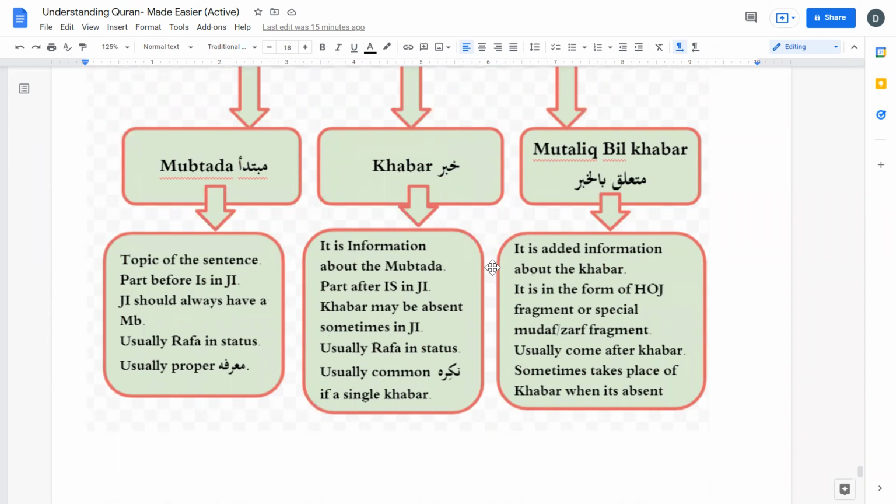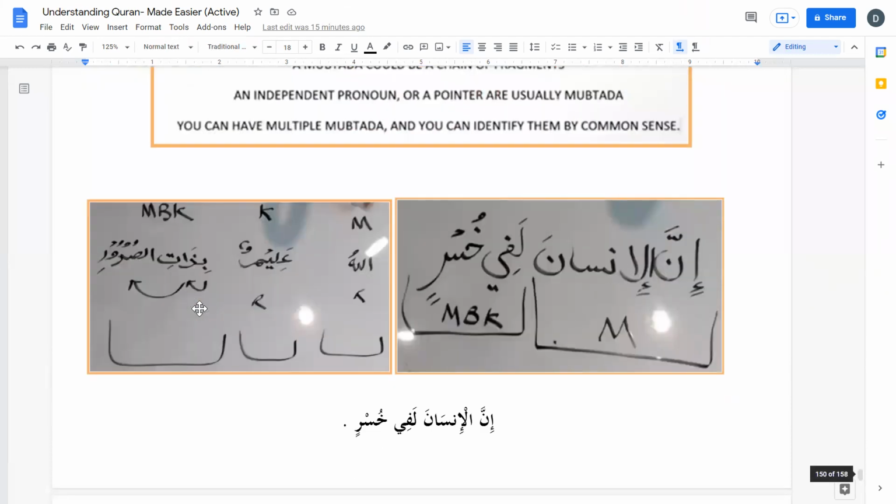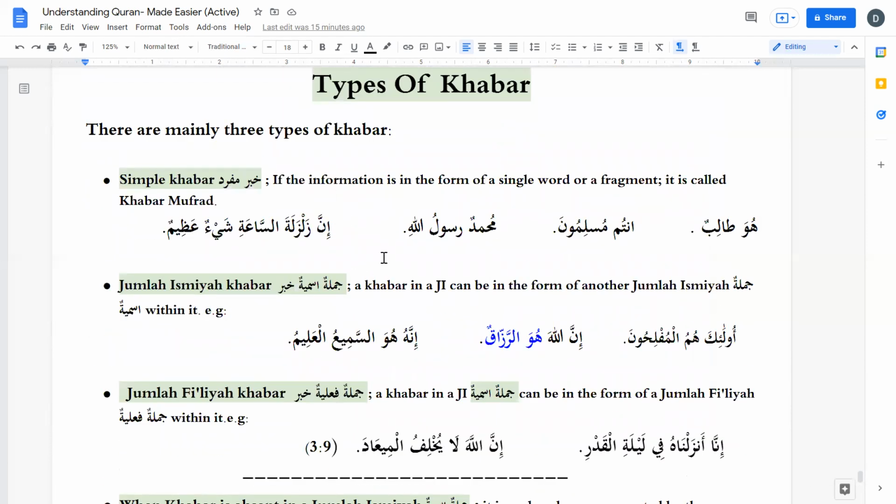And you also learned important points about Mubtada, Khabar, and Muta'alliq bil Khabar. And I think in the second or third part, we also learned about the types of Khabar. And we know that there are three types of Khabar. A simple Khabar, Khabar Mufrad, in which either a single word like Talibun or Muslimuna is coming as the Khabar of Jumlah, or a fragment like Idafa fragment like Rasulullahi comes as the Khabar.